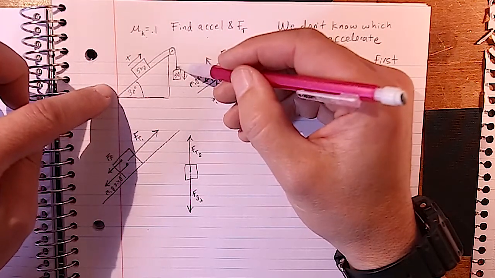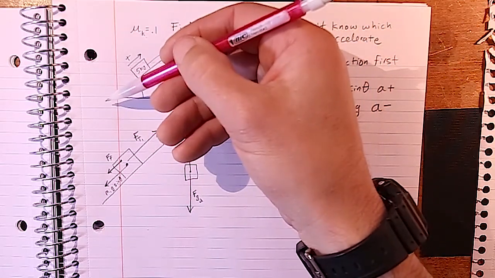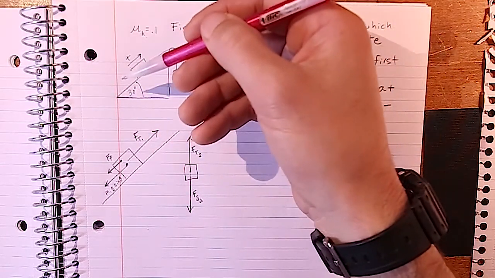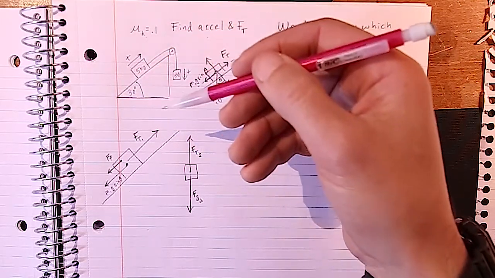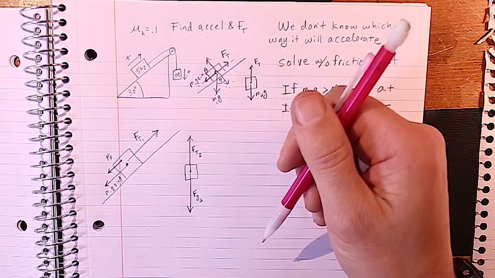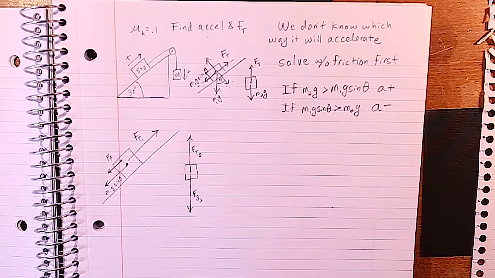Well, if it accelerates up the plane, friction acts that way, which means we have to put that into our net force equation with the correct direction. But if it accelerated the other way, then friction would be acting in the opposite direction, and we would have to take that into account. So there's two different methods for solving this.